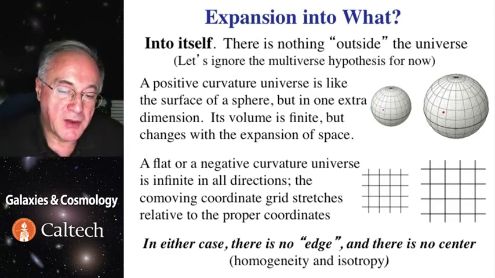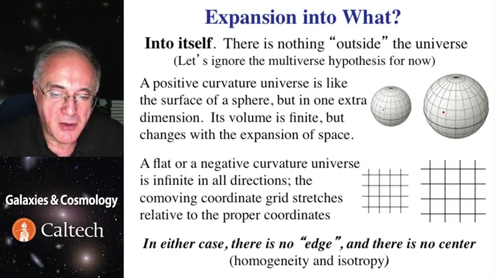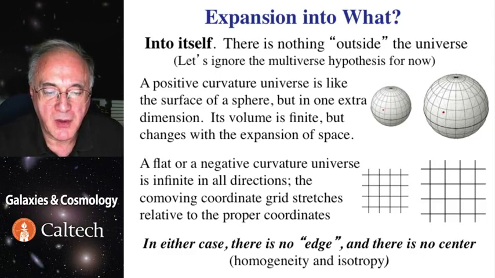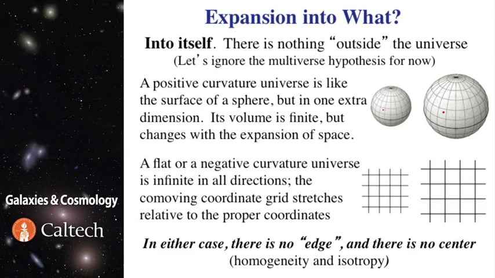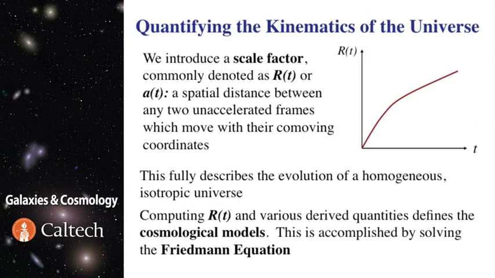Now, a flat or negative curvature universe is simply infinite in all directions, and you can think of the grid stretching out everywhere. So in either case, there is no edge, and there is no center because of homogeneity and isotropy. So the universe is expanding into itself, in a sense, and there is nothing outside of the universe.